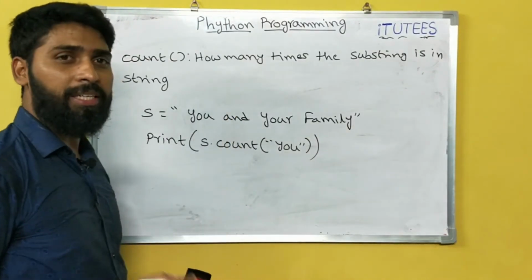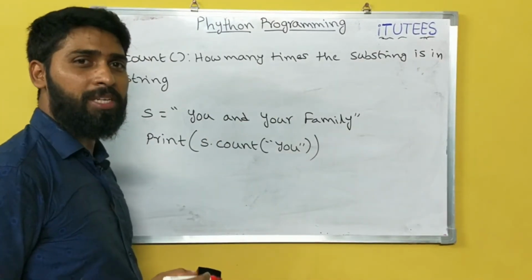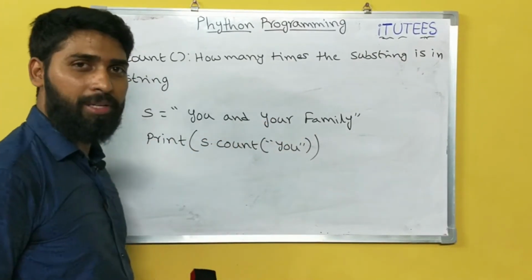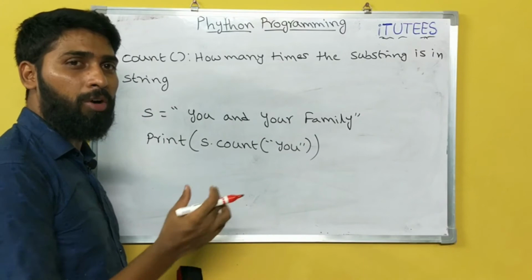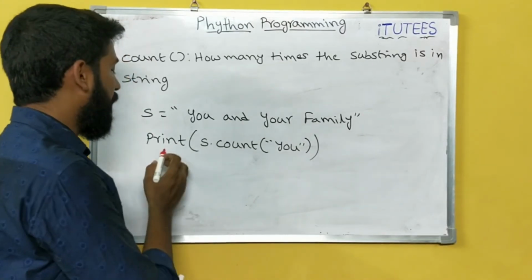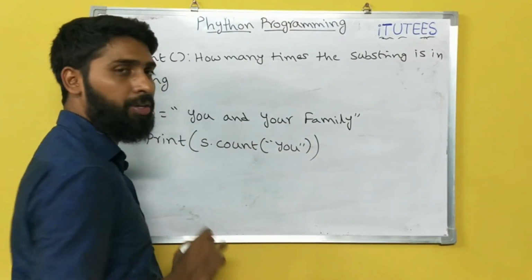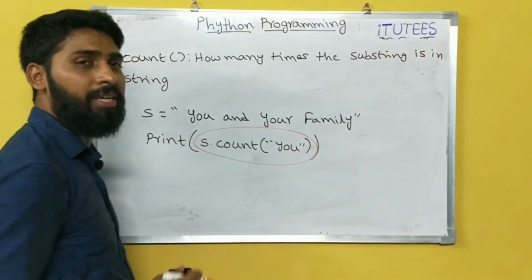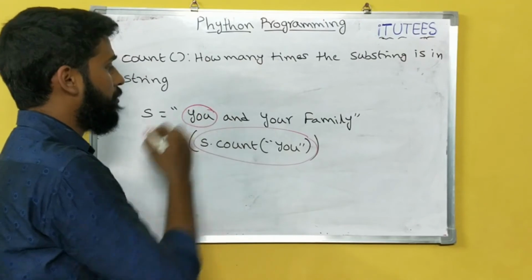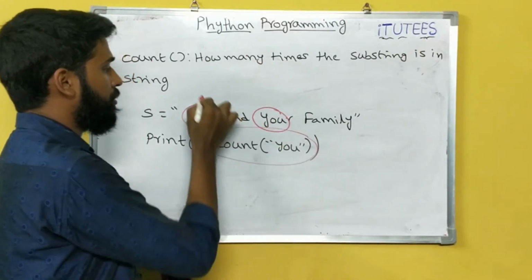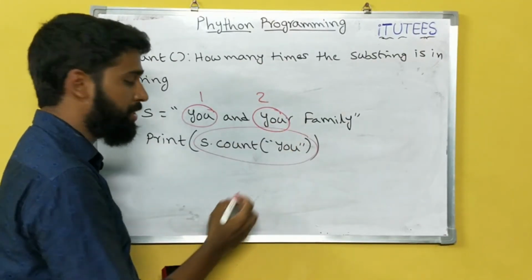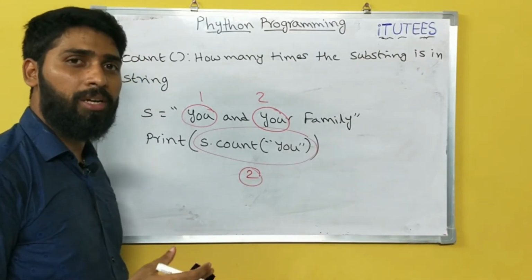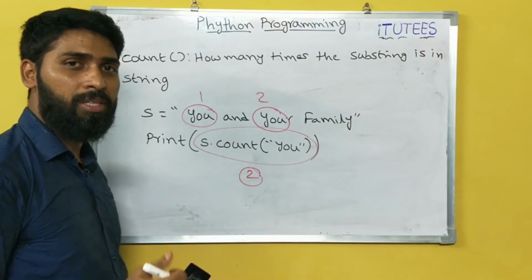The count function returns how many times the substring is in the string. For example, s equals "you and your family". Now I want to count how many "you" are in this sentence. How? s.count("you"). It returns how many times "you" occurs in the given string. This is one you, and this is another you. 1, 2. That means the count of you is 2. It prints 2. I hope you all understand all the string functions in Python.